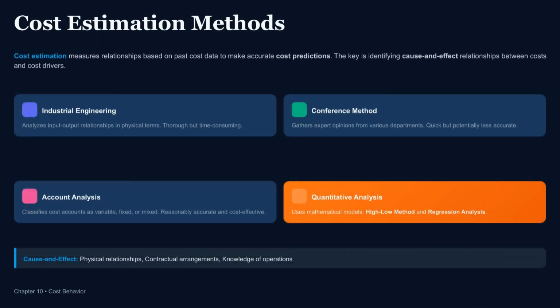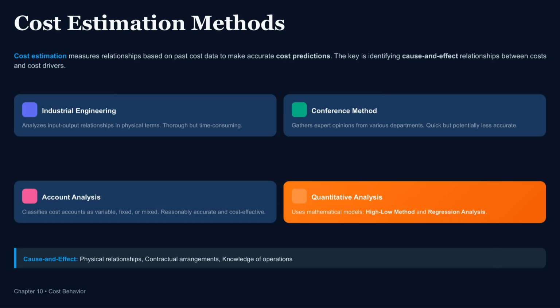Consider the methods for cost estimation as tools in your strategy kit. This slide outlines 4 approaches: industrial engineering, conference method, account analysis, and quantitative analysis, each with distinct strengths. Notice how the highlighted cause and effect note reinforces the importance of linking physical relationships and operational insights. As you review these methods, ask yourself which tool would best solve real cost challenges in your future managerial decisions to enhance effective cost management.